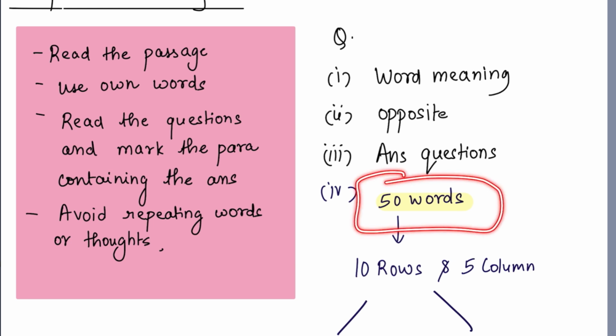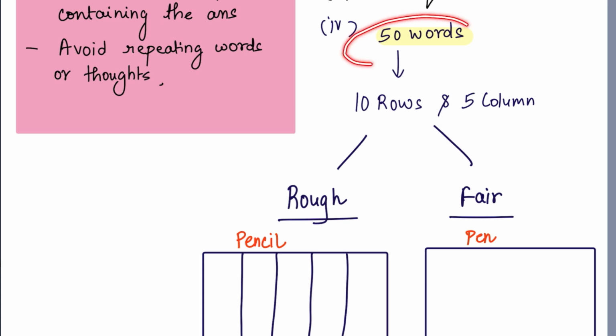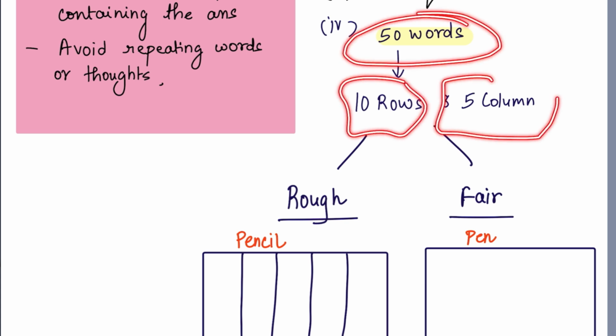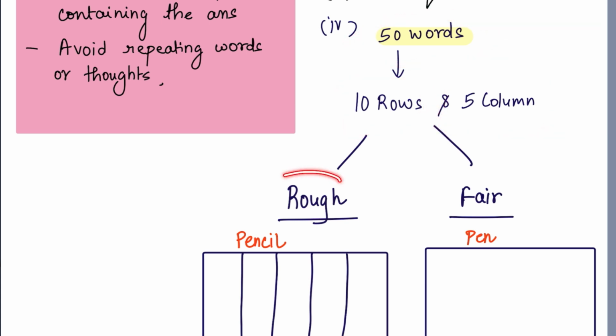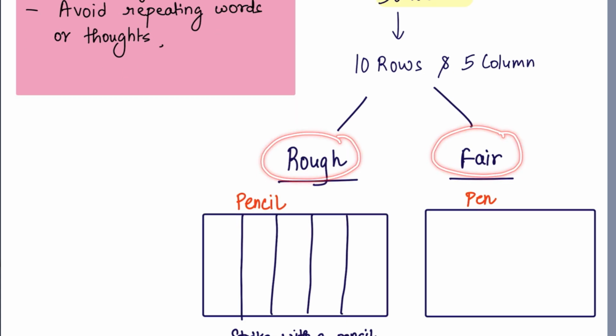Then 50 words. This is the precis writing. So for precis writing, 10 rows and 5 columns should be there. Rough and fair draft. Now what is this? I know most of you don't know about this, but I'm going to tell you because this is necessary.